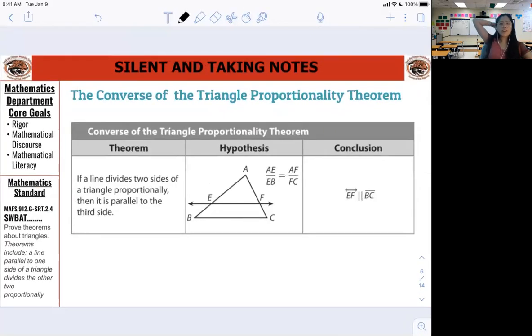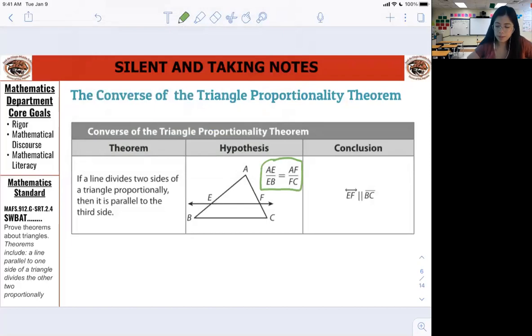Okay. Well, whenever there's a theorem, a lot of times you're going to have the converse of that theorem. So can I get a volunteer to read the converse of the triangle proportionality theorem? If a line divides two sides of a triangle proportionally, then it is parallel to the third side. Good. So if you know that the sides are proportional, then you can conclude that the two lines are parallel to each other.